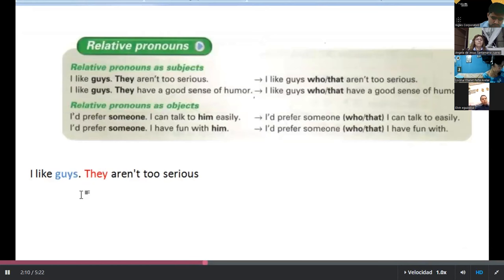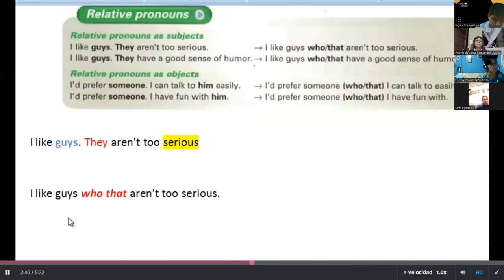And then they aren't too serious. In this case, I want you to notice that we're using adjectives, all right? So whenever you use adjectives, what you're going to have in this second statement is the verb to be, either positive or negative, and then that's going to follow the adjective. What I want you to notice at this time is how we take these two pieces of information and combine them together with the usage of the relative pronouns who or that. So let me give that example now. I like guys who aren't too serious. I like guys that aren't too serious.